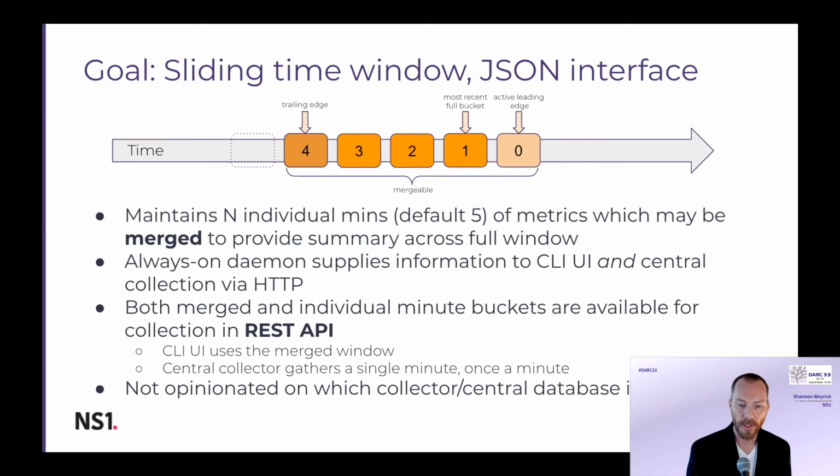On the other hand, when you collect centrally, you're interested in collecting a single full minute at a time. So that exposes the most recent full bucket, number 1 here in the graph. And it pulls that every minute on every node into that central database. Because we're just using HTTP to expose JSON, it's not opinionated at all on what kind of collector or what kind of central database is used. You can work it into your observability stack.